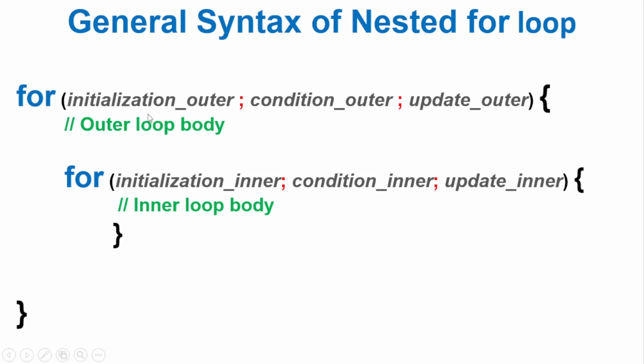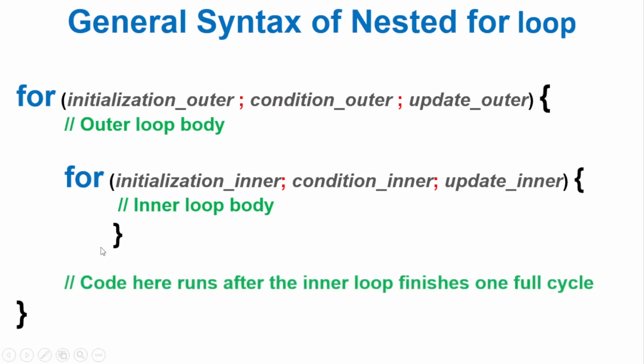Optionally, you can include some statements before the inner for loop. Then comes the inner for loop along with its own code block. After the inner loop finishes, any additional instructions that need to run can be placed after it.